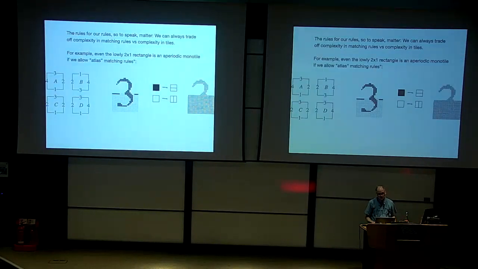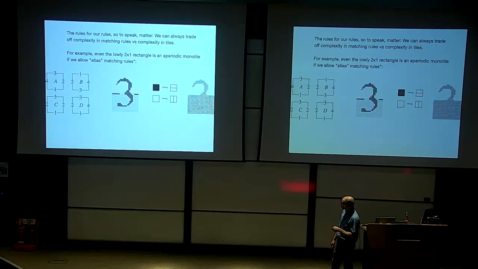And so the rules matter. The rules that allow us, the rules for our rules, in a sense, matter. It's worth noting that we can always trade off complexity in the tiles with complexity in the rules. A very extreme example of this is that even a 2x1 rectangle can be an aperiodic monotile, if we allow complicated rules. And the complicated rule here is just an atlas.